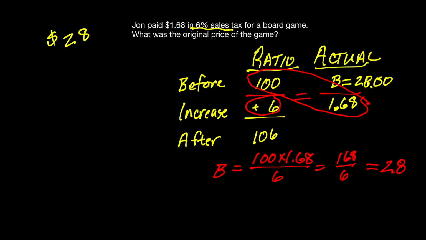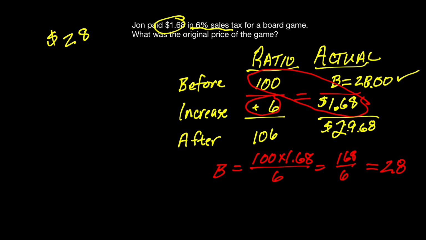But a question could also ask, how much total did John pay for this board game? What we would do there is just add 28 to $1.68, and he paid $29.68. Let me make this look less like a Z and more like a 2. Use the erasure principle. So $29.68 was the total, $1.68 was the amount of the tax given in the problem, and the before must have been a $28 game.